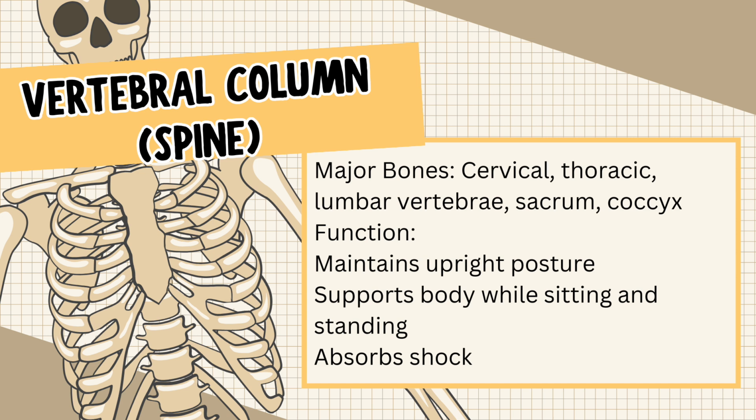Second, the vertebral column. The major bones of the vertebral column are cervical, thoracic, lumbar vertebrae, sacrum, and coccyx. The vertebral column is a stack of bones that supports the body's weight and protects the spinal cord. It allows the body to bend and twist while helping maintain upright posture and absorb shock.